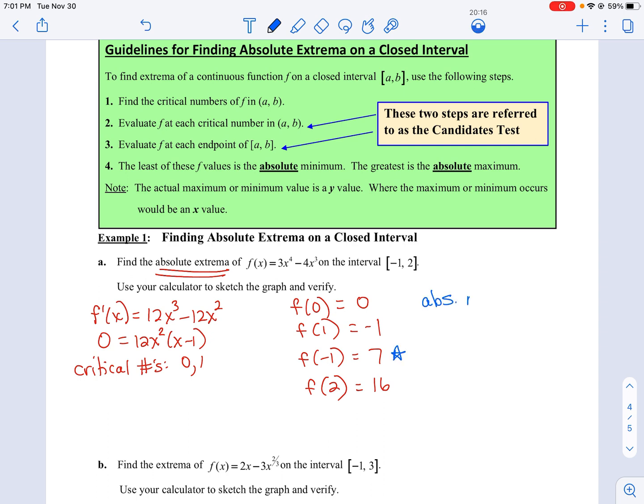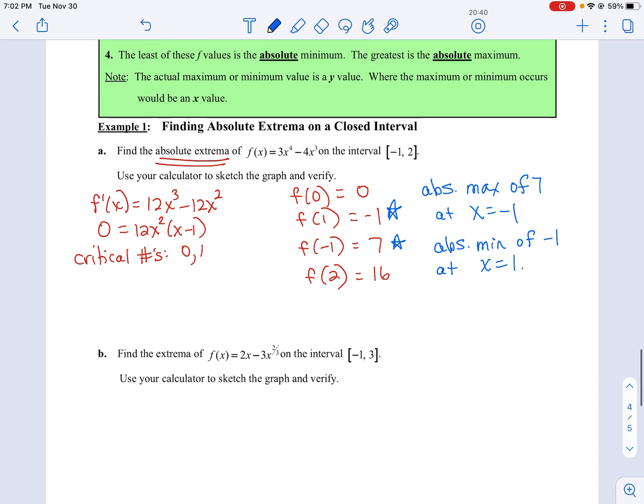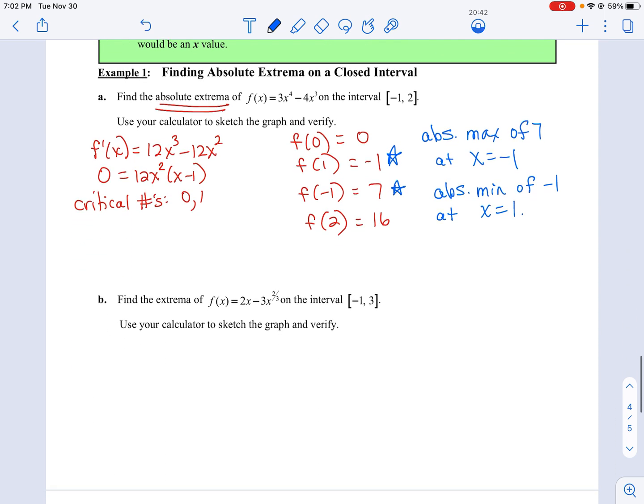So I have an absolute maximum of 7 at x equals -1. The absolute minimum is the smallest y value. So the absolute minimum is -1, and it occurs at x equals 1. All right, I actually have the graphs below, so we'll come back to those later.